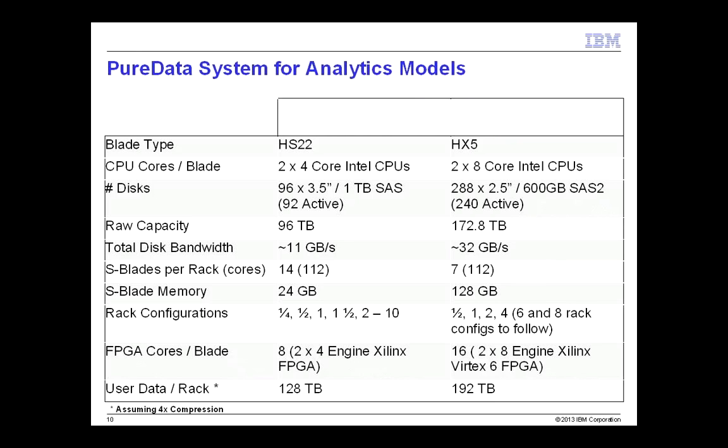Now, as you could see, the user data capacity in the full data rack will come as 192 TB, right? And data scan speed is 450 TB per hour, right? And these are all assumed as a 4x compression.